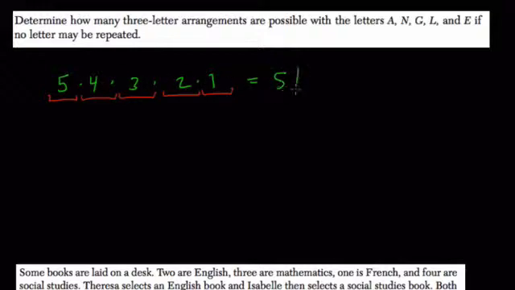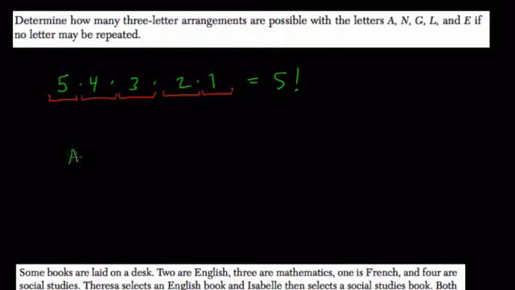Determine how many 3-letter arrangements are possible with the letters A, N, G, L, E, if no letter may be repeated. So I think of this, right, as there are different locations to put the letters, 5 of them. At the beginning, there are 5 choices, 5 letters to pick. But then once you pick a letter, there are 4 possibilities to stem from there, then 3, then 2, then 1. Multiply all of these, 5 times 4 times 3 times 2 times 1, that's 5 factorial.